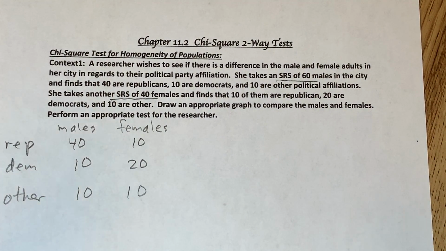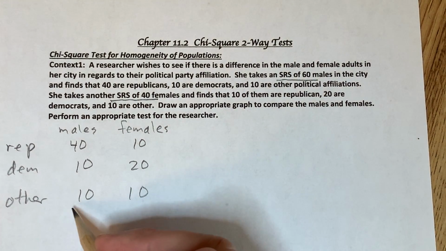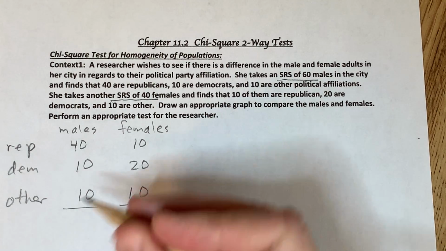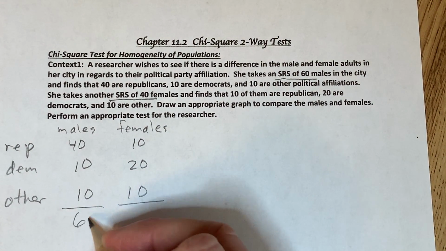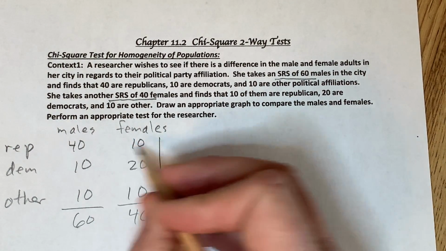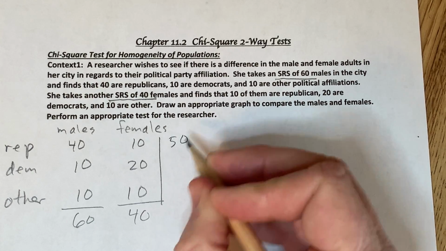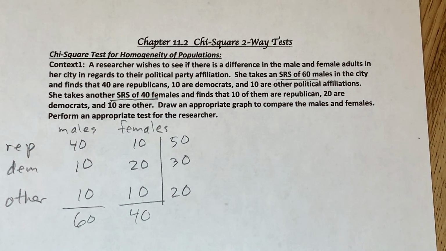Okay, and so we're asked to make a graph. Now, we encountered this situation in chapter 1 where we had categorical data and were asked to make a graph. The graph we're going to make is a bar graph. And we've got two variables, so we'll make a side-by-side bar graph. In order to do that, I need the marginal distribution. So we have a total of 60 males and a total of 40 females. And then the total number of Republicans is 50, Democrats 30, and other 20.